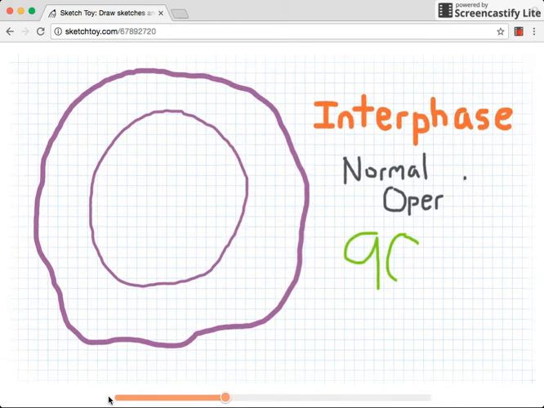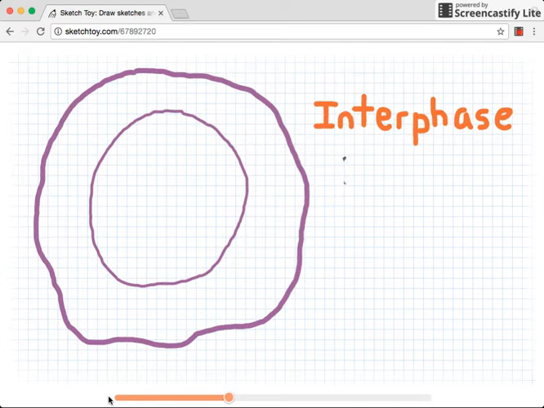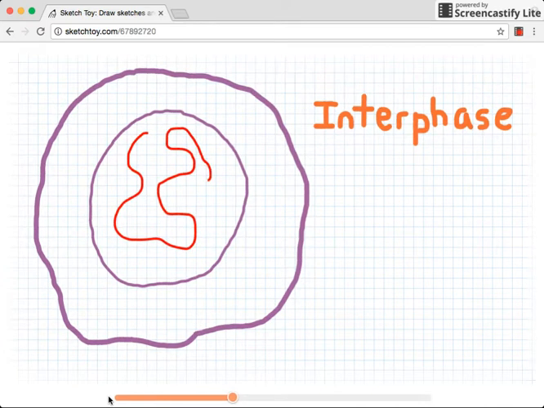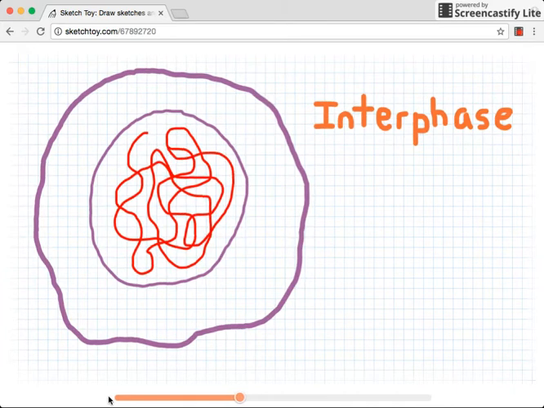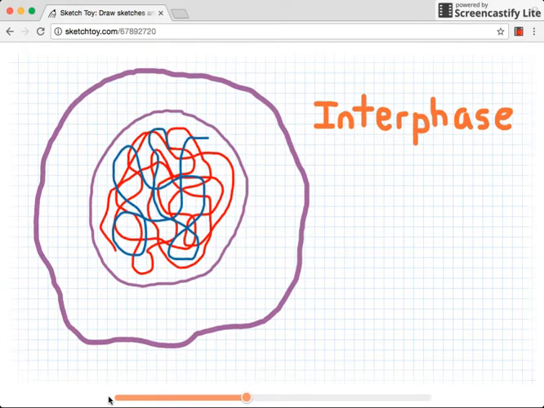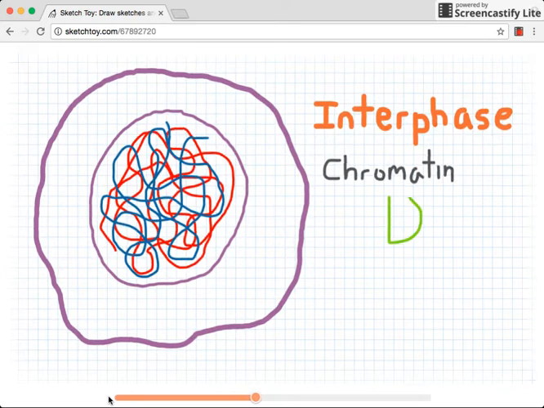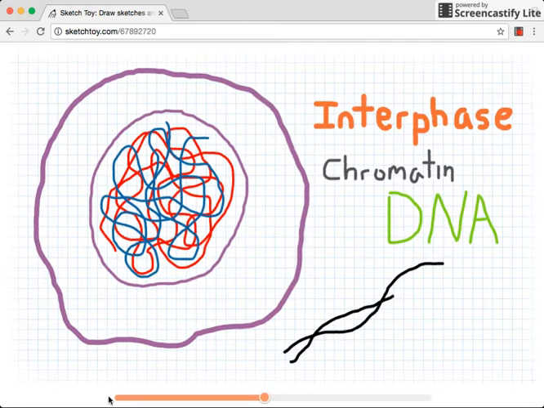The cell is in interphase, and during interphase, the DNA is unwound inside the nucleus as these very, very long strands. And the reason that it's unwound is because the cell needs to be able to read that DNA and use it to do those day-to-day operations. And when it's unwound like this, we call it chromatin. Now, it's still DNA. It's just DNA in a specific form called chromatin. And you'll remember DNA is the code of life. It looks like a double helix molecule with those ladder bars that have the code in it.